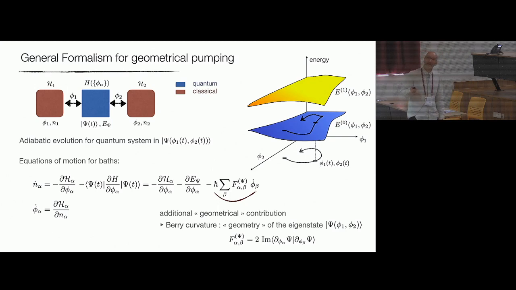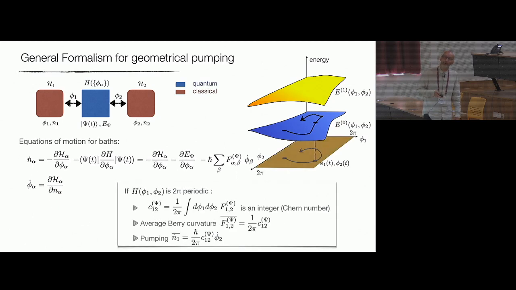That means that if, let's say, you have a phase which is monochromatic, omega 2 times t, then you will constantly increase in time the number of particles here. So you're pumping charges from one bath to the other one. And that's a very general property of a quantum system coupled to two classical environments. So that applies, of course, to the case of a quantum Hall.